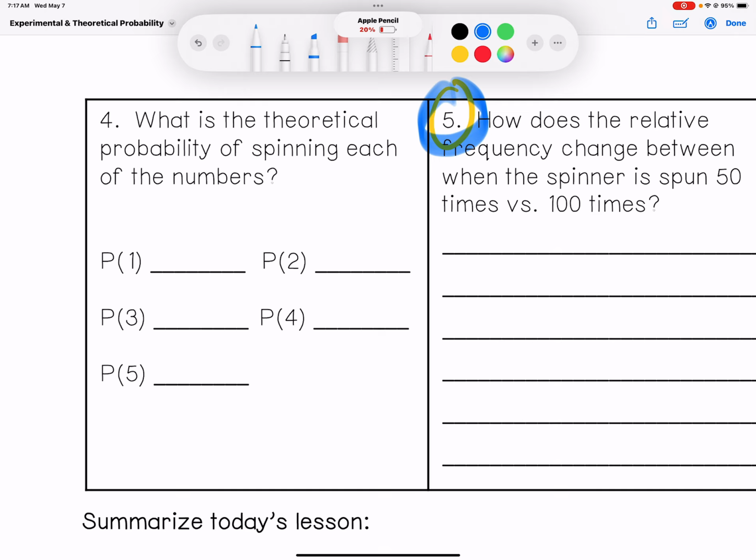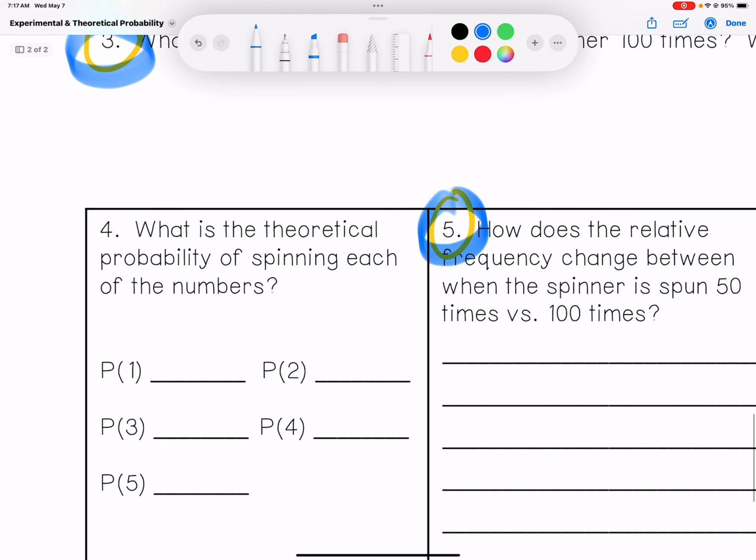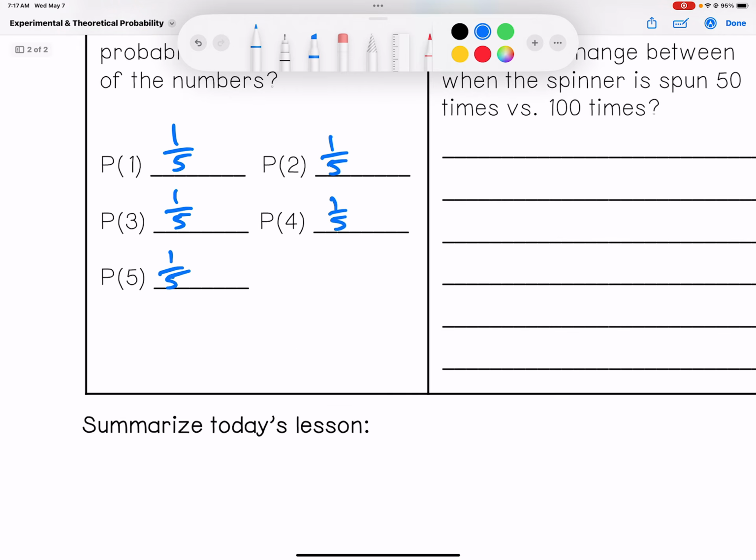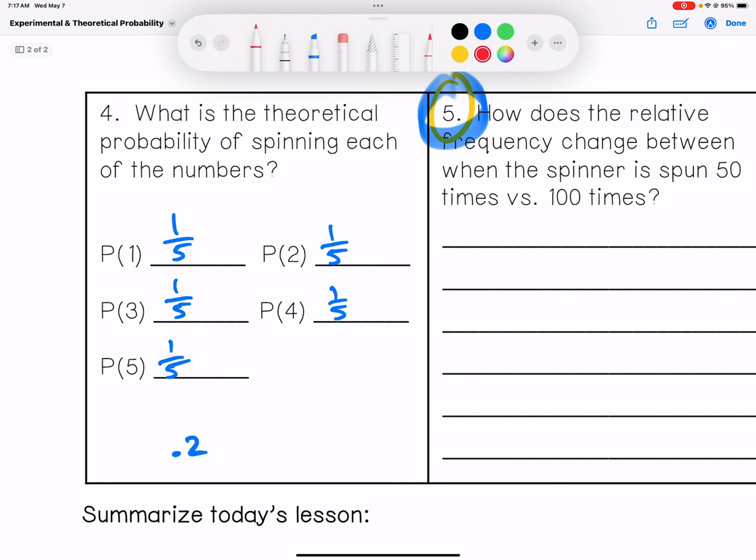What is the theoretical probability of spinning each of the numbers? There are 5 numbers. So what is the odds of spinning each one? 1 out of 5. Because each one of them's on there one time. What is 1 out of 5 as a percent? I don't know, Coach. Well, divide in your calculator 1 divided by 5. It's going to give you 0.2, which is what percent? That is 20%. So each one of them has a chance, 20% chance.